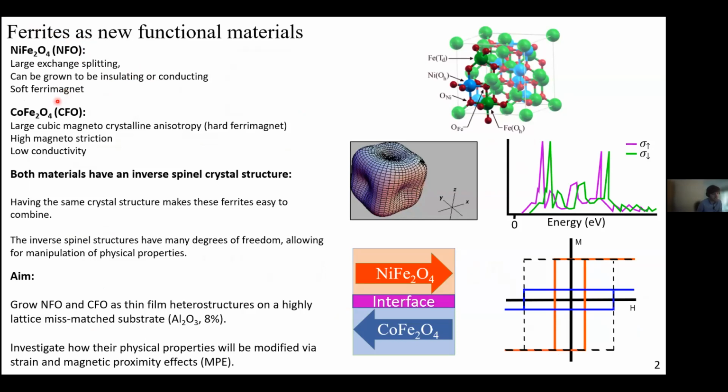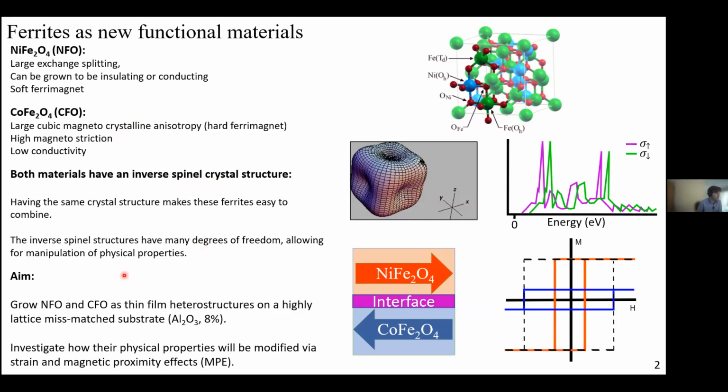In contrast, if we change just one element and we go to cobalt ferrite, now we see this material has a large cubic magnetocrystalline anisotropy. So it's a hard ferromagnet. It has high magnetostriction and low conductivity. Okay, so we see some interesting properties of these materials, and I already said that we're able to combine them because they have the same inverse spinel crystal structure. Also, due to this crystal structure, it has many degrees of freedom, and so if we are able to slightly manipulate the structure by, for example, an effect such as strain, we can actually modify the physical properties of these materials.